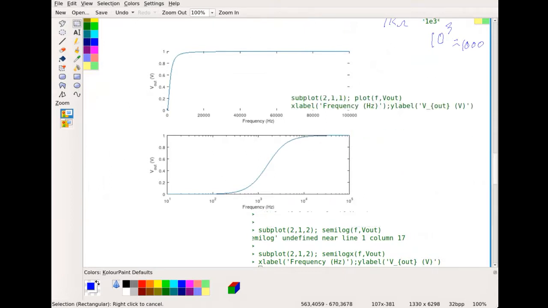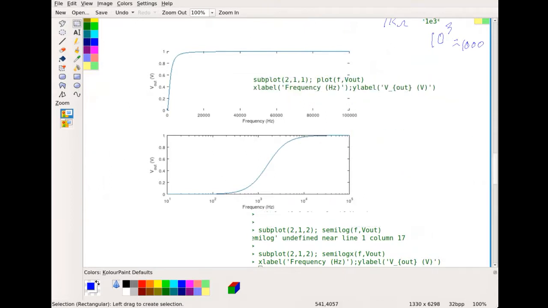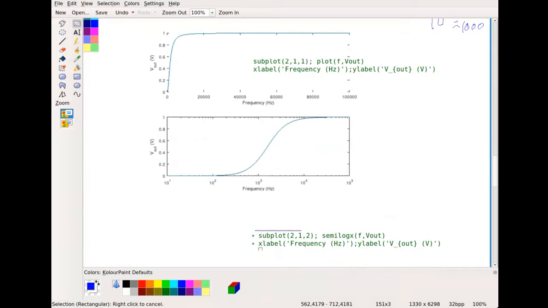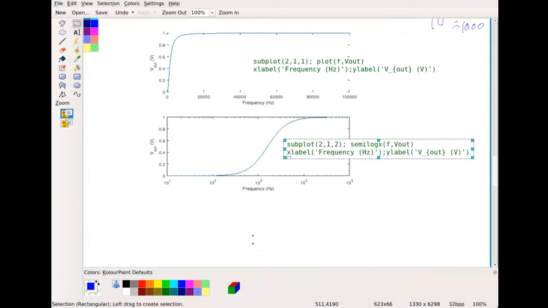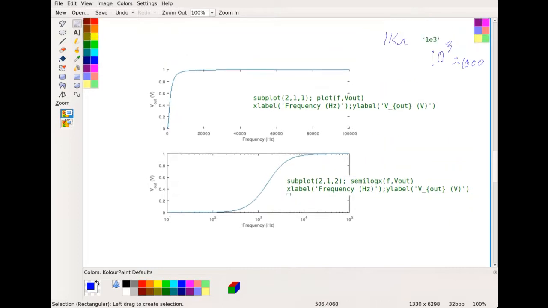Okay, so here were the commands that did this one. And here were the commands that did this one. All right, so let me look at your question here.